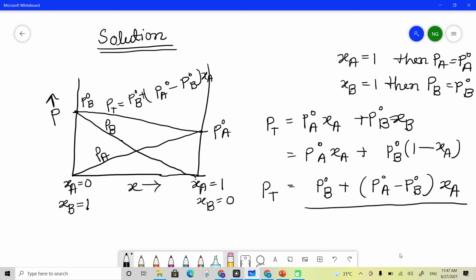So this is the diagram for vapor pressure, and this is the formula of total vapor pressure. Here XA is the mole fraction of liquid A. P naught A is the vapor pressure of liquid A in pure form. P naught B is the vapor pressure of liquid B in pure form, and this is also the vapor pressure of B, and this is the total vapor pressure.